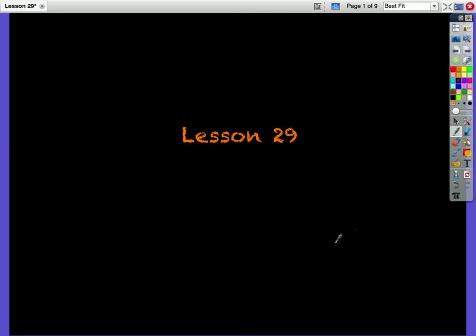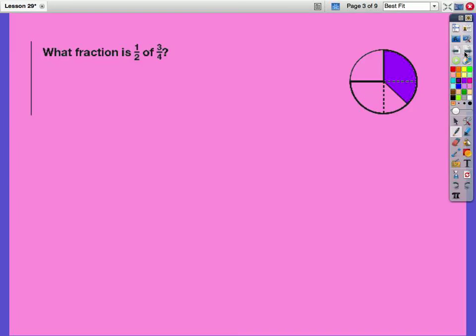Lesson 29 is multiplying fractions and reducing fractions by dividing by common factors. So, the question asks, what fraction is 1/2 of 3/4? Notice on here that if you're talking about 3/4, they want to know what half of that is, which comes out to be this darker purple shaded area.